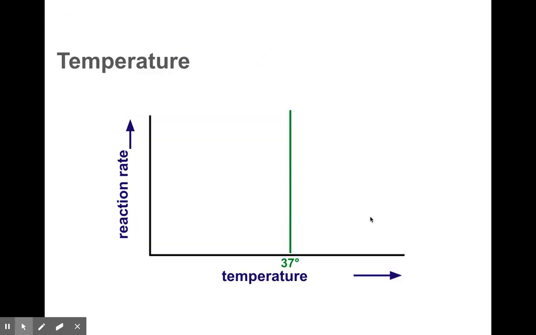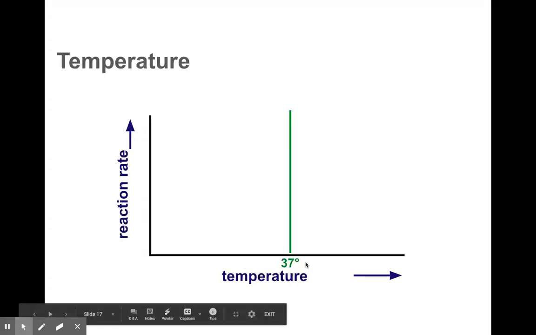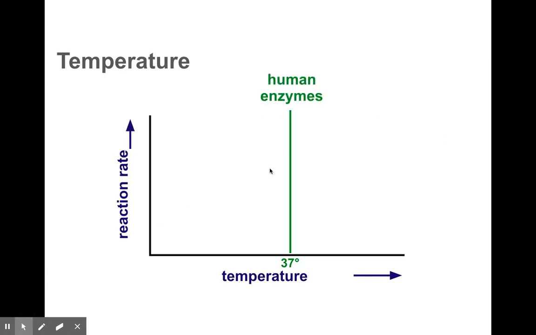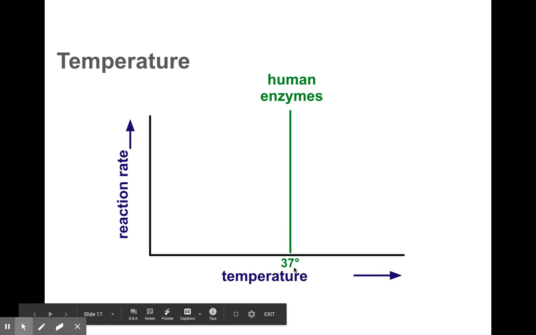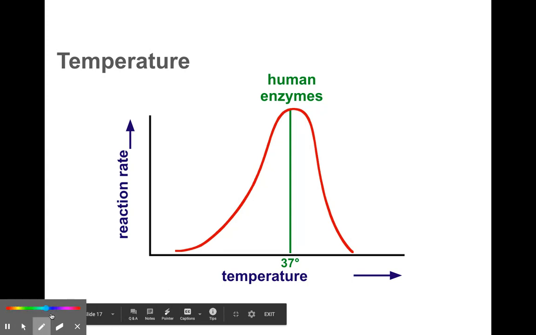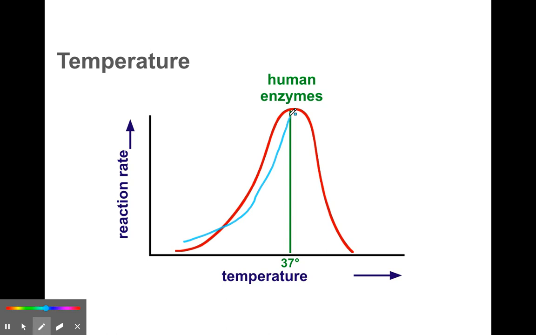All right, these graphs you'll have to know. So let me show you how to read. If I increase the temperature, and then I have the reaction rate. So let's look at human enzymes. As we said, human enzymes work best at 37 degrees Celsius. That's the optimum rate. Notice as I increase the temperature, I increase the amount of enzymes that get broken down.